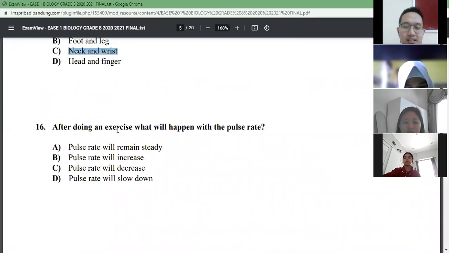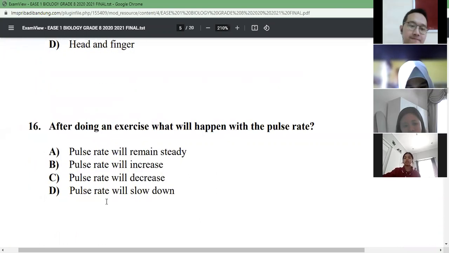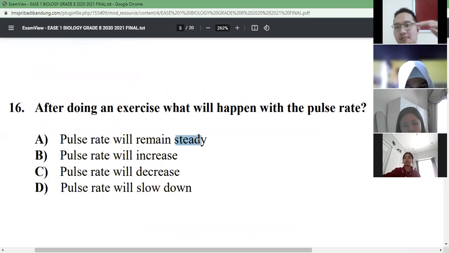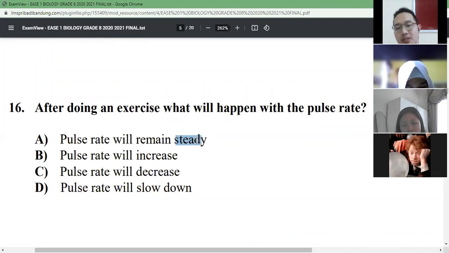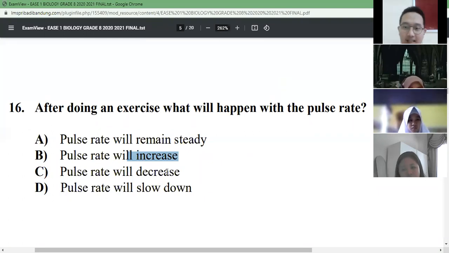Okay. After doing exercise, what will happen with the pulse rate? What do you think? What will happen to our beat? Remain steady, the same 80 for example, 80 beats per minute, or will increase to become 90, 100 or more, or decrease? B, pulse rate will increase. Okay, thank you. You have experienced exercise, right?